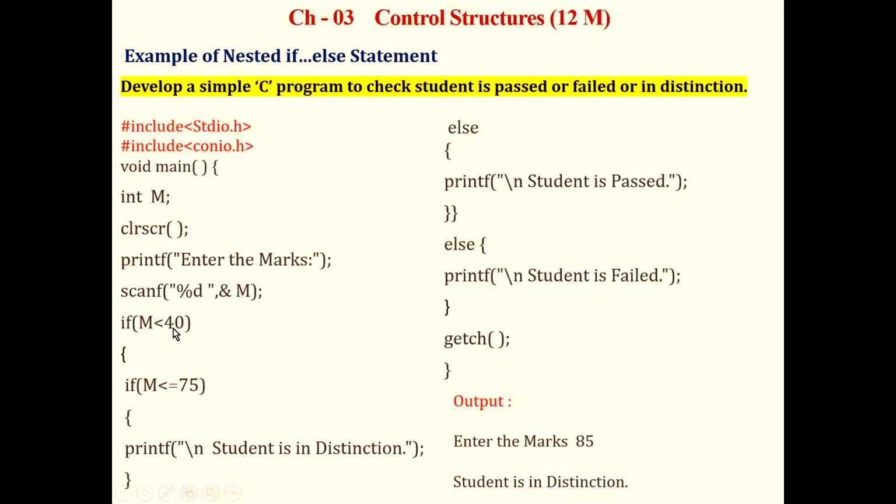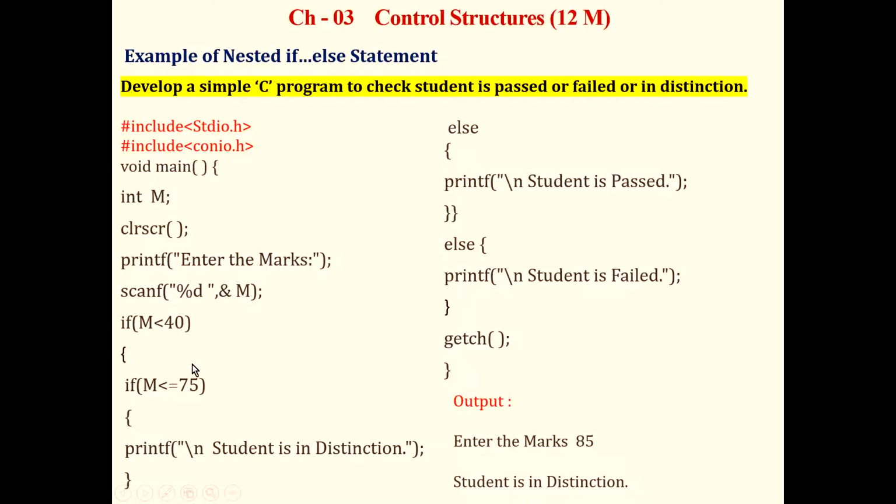Then here we define the first condition: if m is greater than 40. The basic condition is that m greater than 40 means the student has passed. To be in distinction, the student must first pass. So for that we write the first condition. Here you can also write m is less than or equal to 40. The marks should be greater than 40.